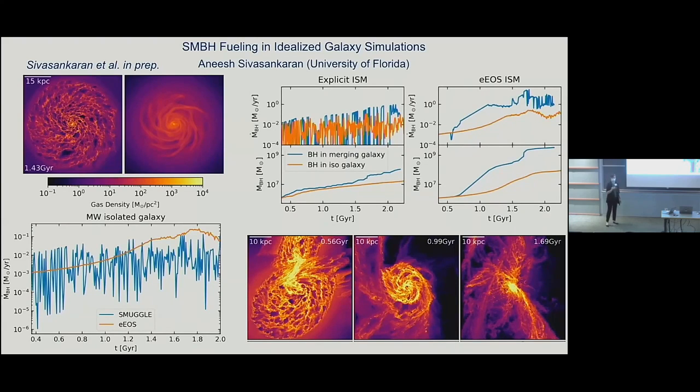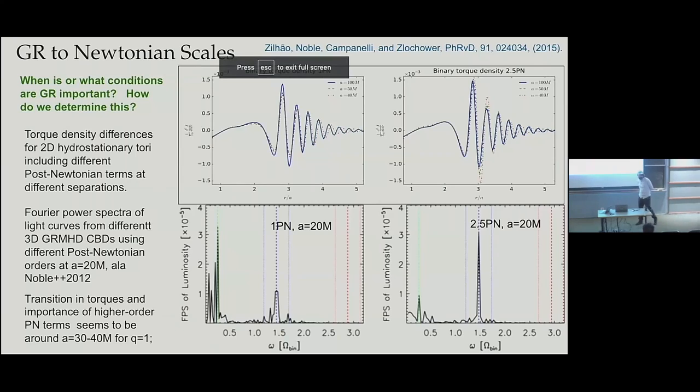Thank you. Yeah, lots to do on the observational side. So maybe now we can move on to GR to Newtonian scales. Sorry, Scott, we didn't leave you more time. No. So how do we connect? There's so much work on the Newtonian side of things, and so we'd love to see when we can connect the two.